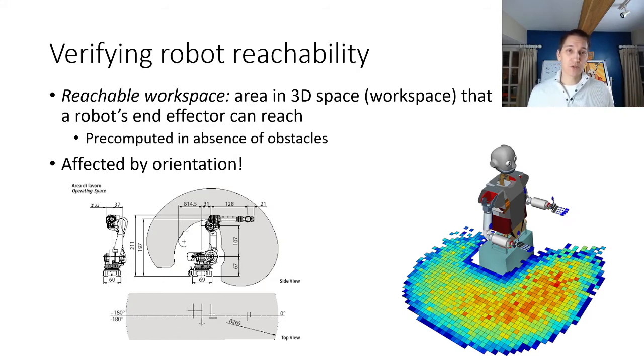The reachable workspace is a set of locations that can be reached by the robot's end effector. This is pre-computed in the absence of obstacles, either through geometric methods as shown on the left or through sampling as shown on the right. Now, this is a pretty good, at least first attempt at verifying reachability, but it's not perfect because the reachable workspace is also affected by the orientation of the gripper, and it's also affected by environmental obstacles. So for example, if you're trying to reach into a shelf, you have to really think carefully about whether your arm actually collides with a shelf or the shelf doors and other kinds of obstacles.